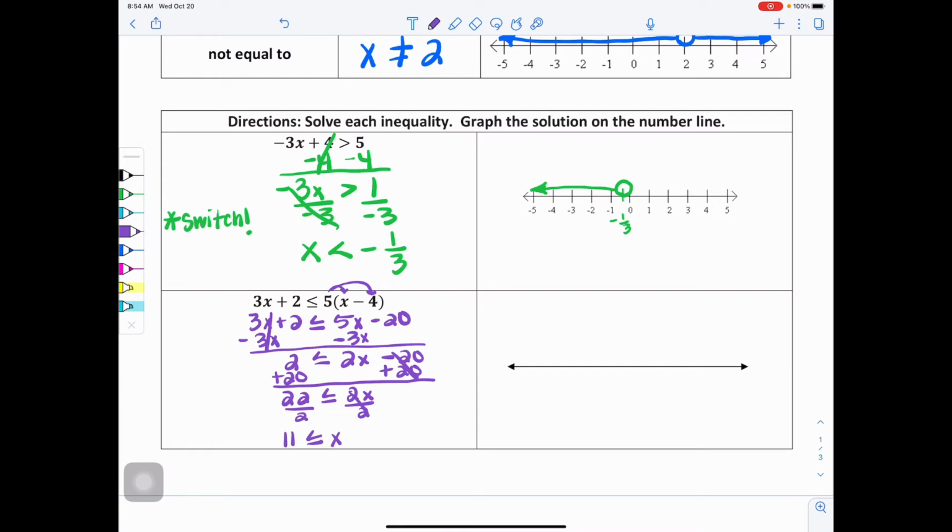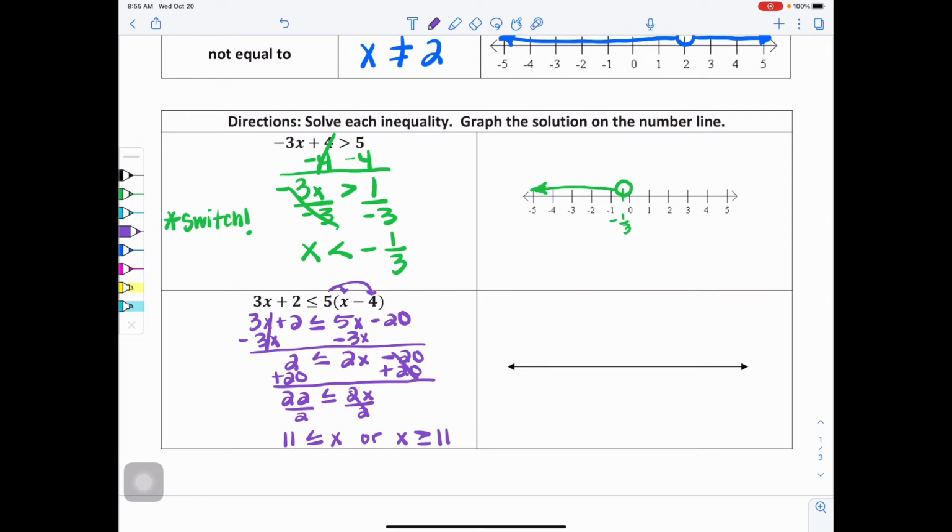Now, if you do not want to leave your inequality written this way, you can switch it. Just be very careful. Put the x first and the 11 second, but make sure the inequality symbol is still open towards the larger thing. So x is on the side where the inequality is open, like the mouth is open towards that, which means it's greater. So make sure when you switch the order, you also account for that with the symbol.